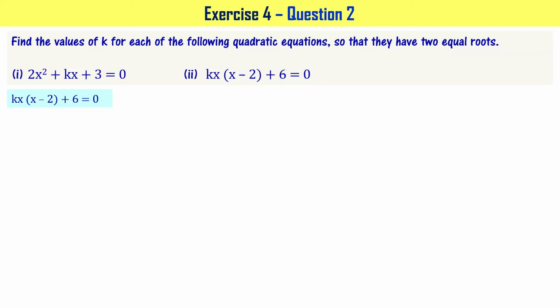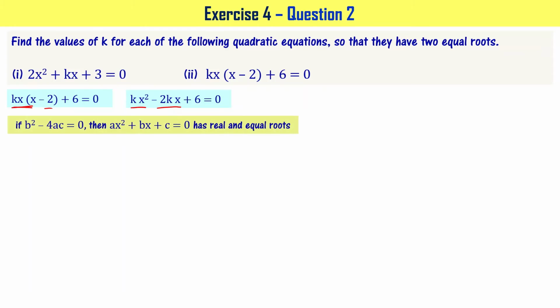Now let's look at the second equation, that is kx times (x minus 2) plus 6 equal to 0. This is the equation. Let's write this in the form of ax square plus bx plus c equal to 0. So for that, let me multiply these. kx times x equal to kx square. kx times minus 2 equal to minus 2kx, plus 6 equal to 0. This is looking similar to the quadratic equation ax square plus bx plus c equal to 0, right?